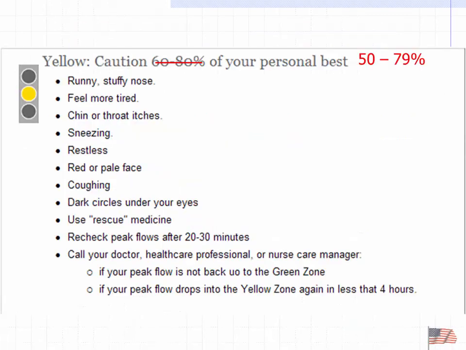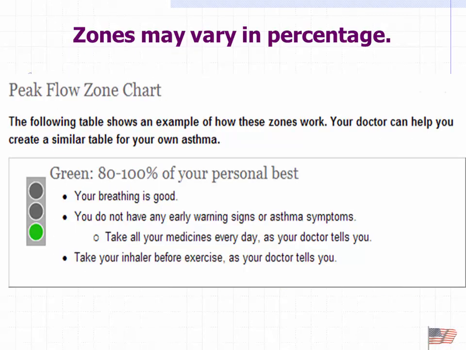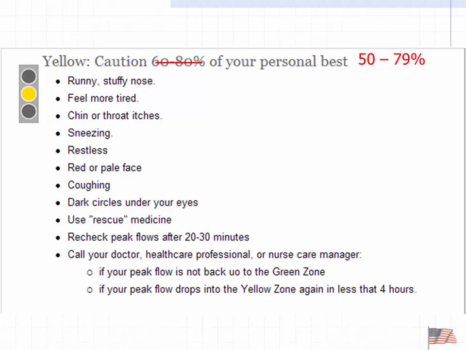So again, green is 80 or above. No early warning signs. Take your medications as prescribed. If you're exercising, you may need to use your inhaler pre-exercise. That 50 to 79 range, that's wrong. Shows that you're having some signs and symptoms. And sometimes even with kids, we can't necessarily use a peak flow, but we can certainly use symptom management.